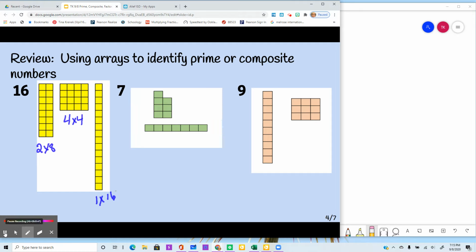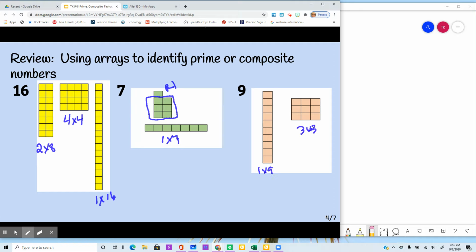So if you notice, each one of these models for 16 is in the shape of a square or a rectangle. Now, if we look at the number 7, we have 1 times 7. And then over here in this model, we have a remainder. The part that does not fit evenly into a square or a rectangle is a remainder. So that shows us that the only way to make an array for 7 is 1 times 7. And then we look at 9, we have 1 times 9, and we have 3 times 3.